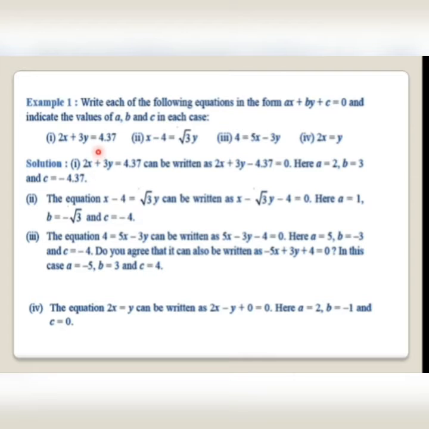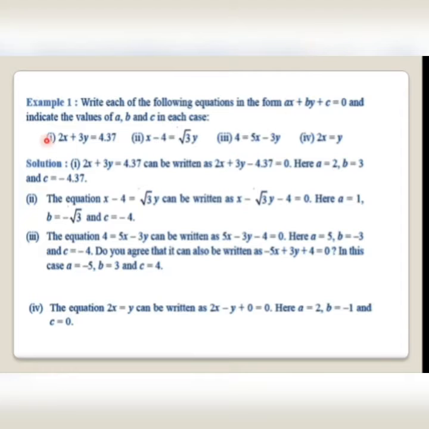Now this is an example from your NCERT book, and a similar question you will get in your exercise, and in the paper also you will get a 1 marker question dependent on this concept. What are they saying? Write each of the following equations in the form ax plus by plus c is equal to 0 and indicate the values of a, b, c. Obviously बच्चे, this is my standard form of linear equation in two variables.